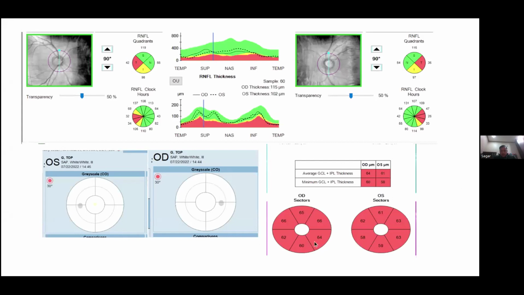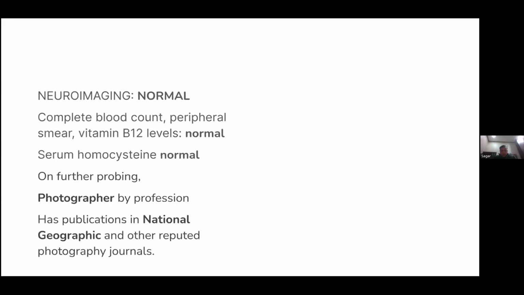There's thinning in both eyes, and the visual fields are remarkably clear. There's not even a hint of any sort of damage. Supernormal fields here. So, in view of the temporal pallor of the optic disc in both eyes, I put him through neuroimaging. It's normal. I put him through blood count, peripheral smears, B12 levels, homocysteine, and a couple of other tests.